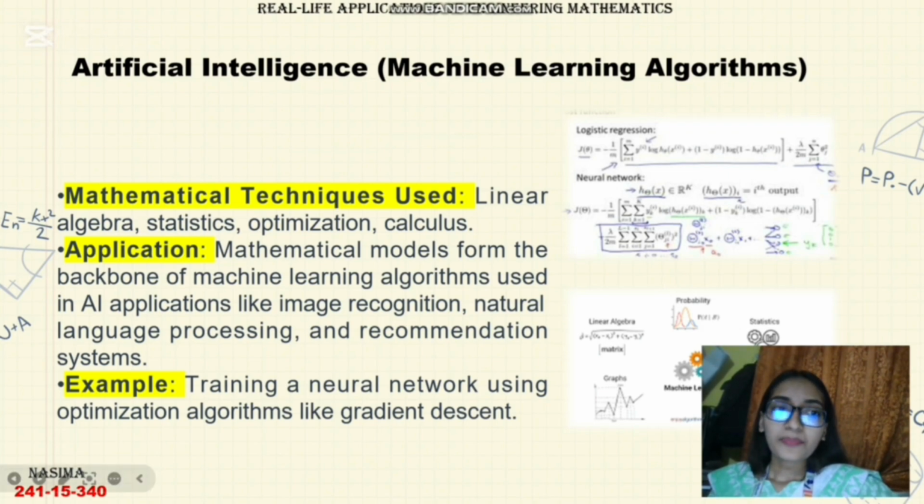Artificial intelligence. Mathematical techniques used: linear algebra, statistics, optimization, calculus. Application: mathematical models form the backbone of machine learning algorithms used in AI applications like image recognition, natural language processing, and recommendation systems. For example, training a neural network using optimization algorithms like gradient descent.